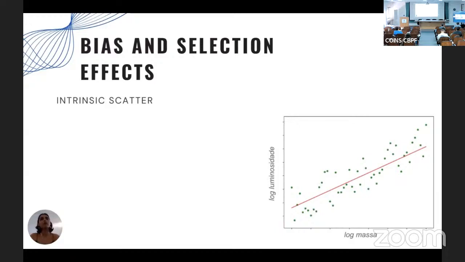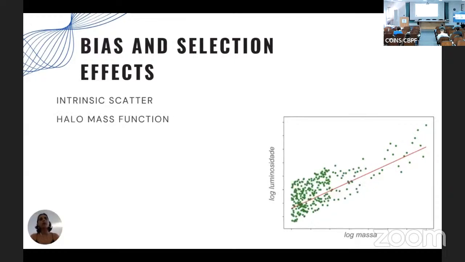And here I'm just trying to illustrate a bit why this is very important to consider. So in this graph on the right, I have the log luminosity and log mass plane. And here I have a straight red line that represents this true scaling relation that we want to retrieve. So we can see that the data is not exactly over this line. It presents a certain intrinsic scatter.